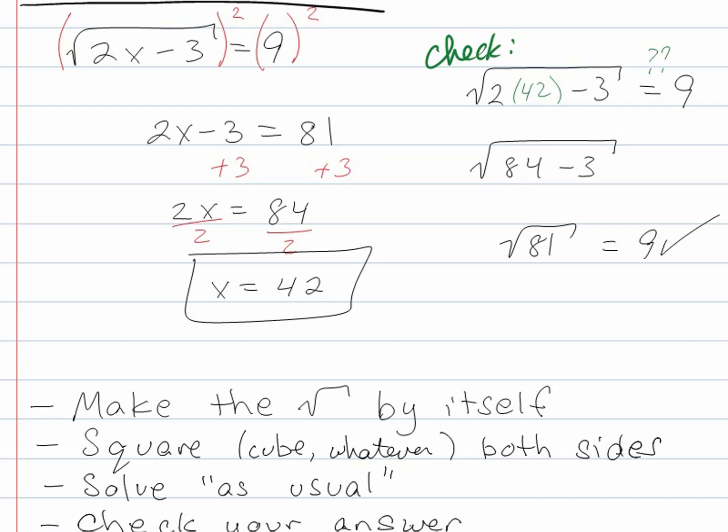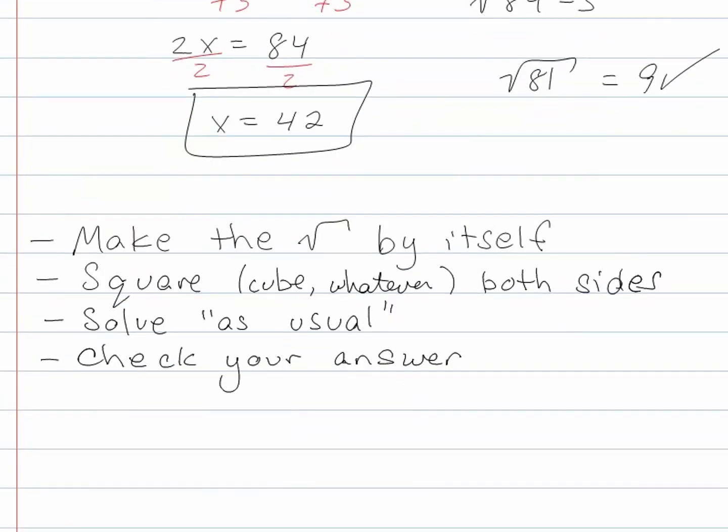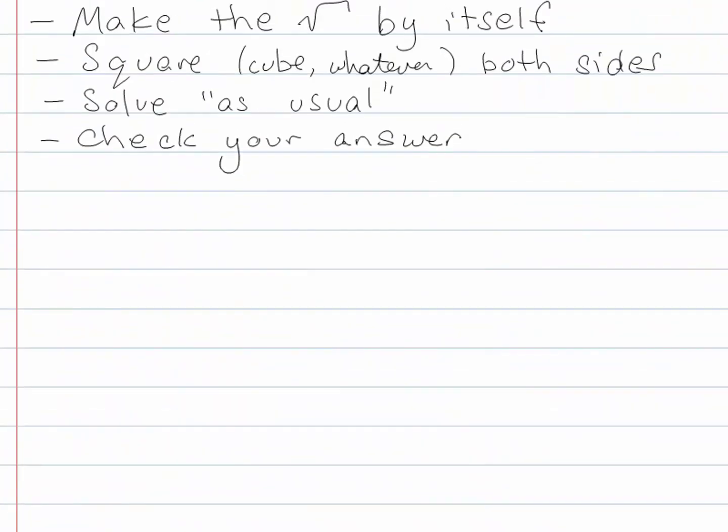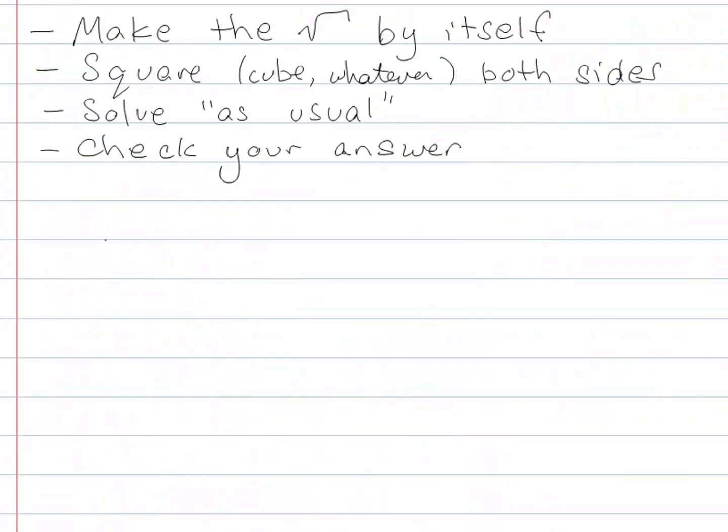Okay, so you'll get the square root thingy by itself. You'll square or cube or whatever both sides of the equation. Solve it like you would with regular algebra, and then check your answer. So there's all kinds of fun you can have with this. So let's just work a ton of examples. I'll leave that there so you can look at it. So let's check this out.